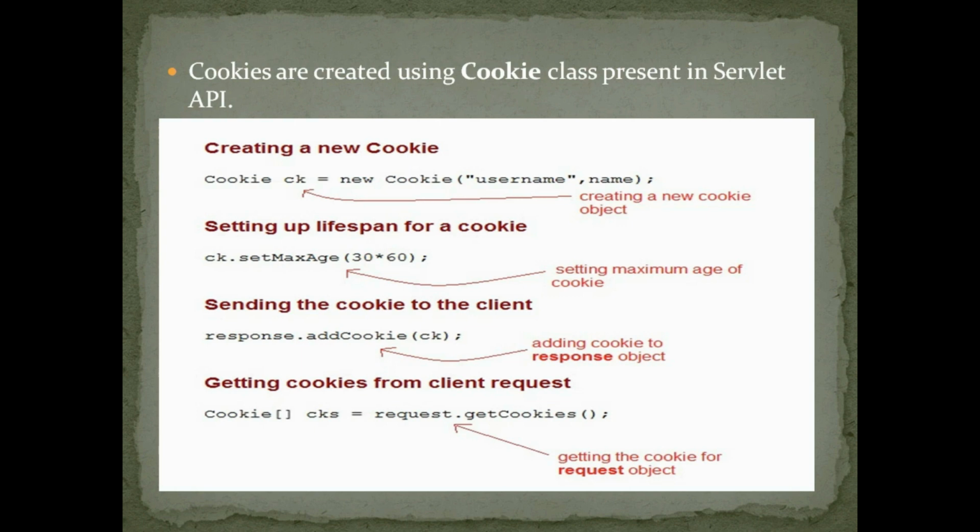And how to get cookies from the client request? There is a class called Cookie, and you can get the cookies by using request.getCookies. You can get the cookies from the request object. So that is how cookies are created, and how cookies send information from one page to another.